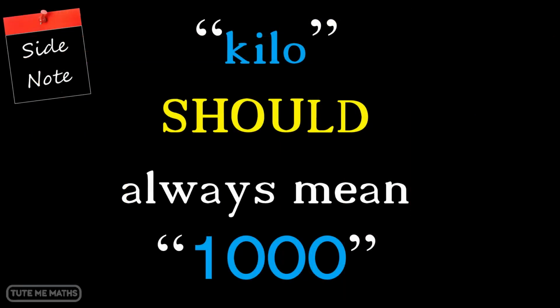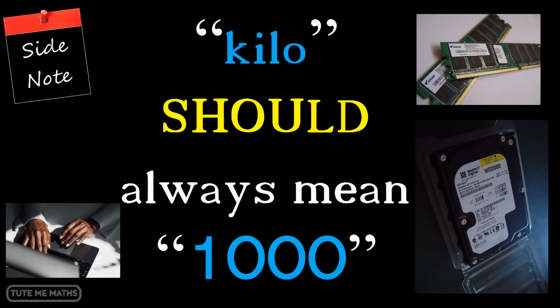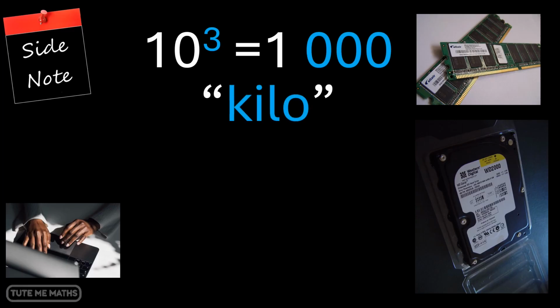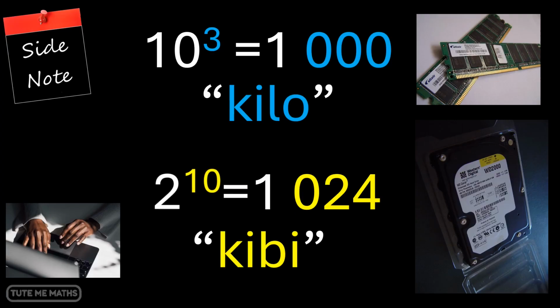Kilo should always mean 1,000 of the base unit, at least when it's used correctly. There is some confusion due to the misuse of the prefixes when talking about computer memory and storage. This is because computer memory operates in base 2, and 2 to the power of 10 is 1024, very close to 1000. Since binary powers are indeed useful, there are also correct names for these prefixes, but that's a topic for another video.